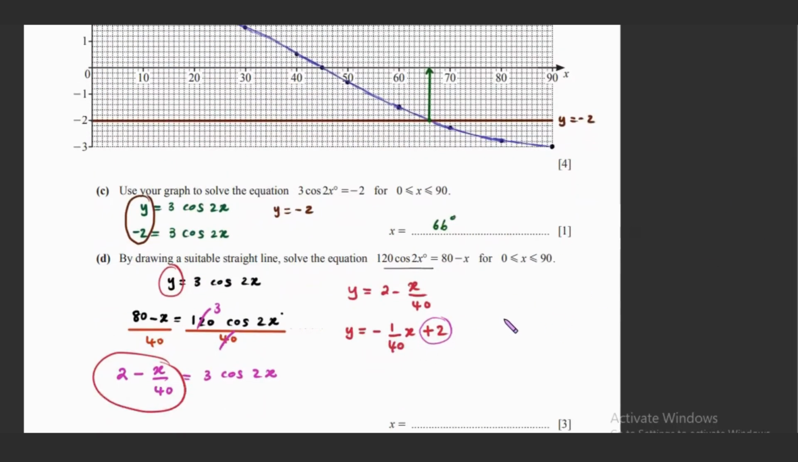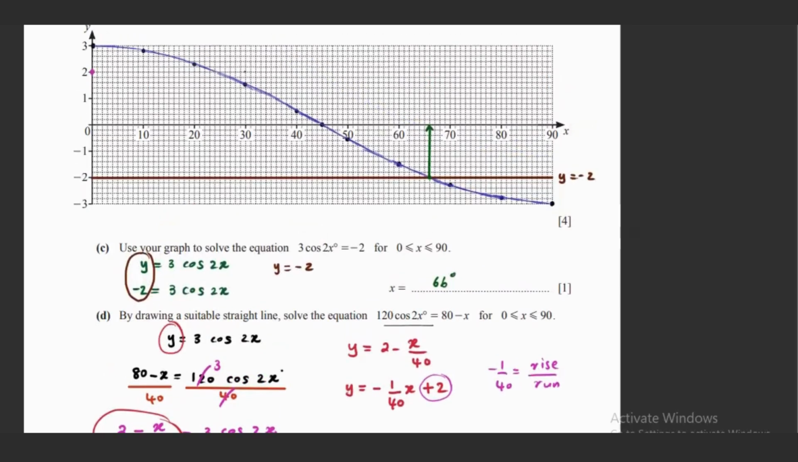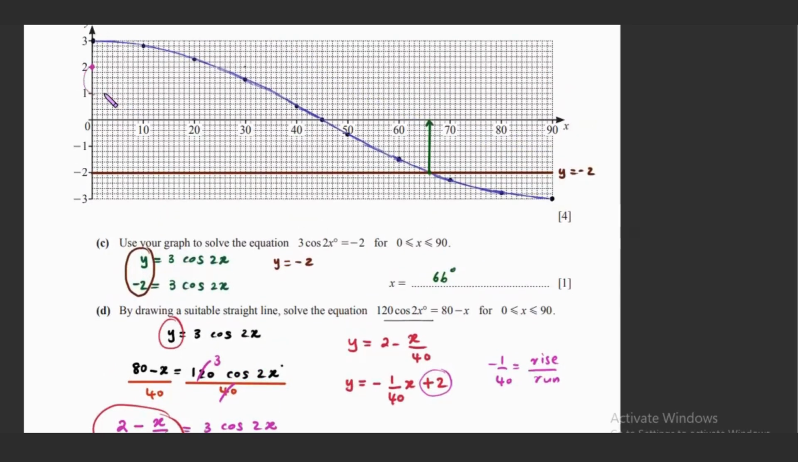Next, I have minus 1 over 40. This negative explains that the graph is going to be a decreasing graph. And we have 1 over 40, which means if I do rise over run, 1 is going to be the rise and 40 is the run, which means when we go 1 unit down, we need to move 40 units to the right. So 1 unit down and 40 units to the right means it's going to be here. This is where the first point is. I'm going to repeat that again: 1 unit down, 40 units across. So it's going to be here.